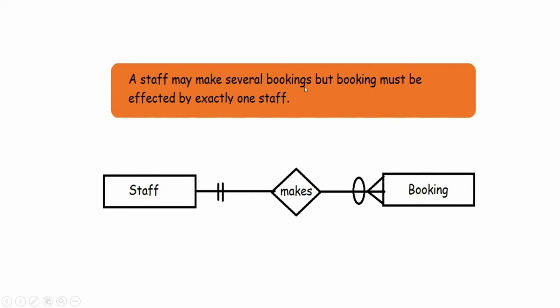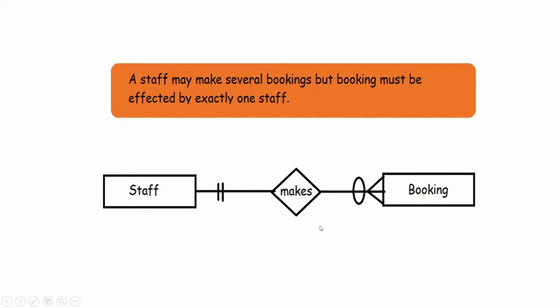A staff may make several bookings. So here we have booking. May is optional. Many for the several, because several stands for many bookings. But a booking must be effected by exactly one staff. A booking must be done by only one staff. So it is a mandatory one.